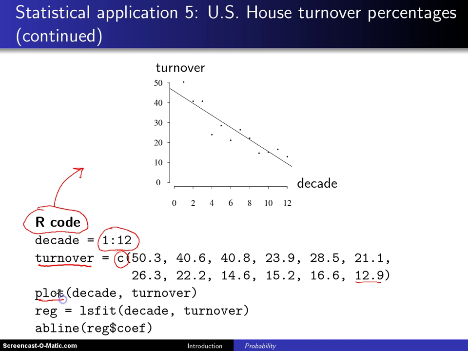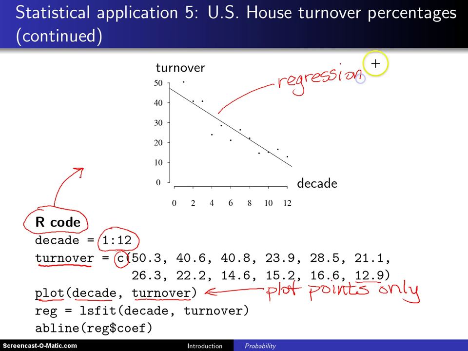Then when I call the R plot function, with decade along the x-axis and turnover along the y-axis, I get these dots. So what this produces here is this will plot the points only. I might be interested in not only the points, but what is known as a regression line. And that regression line can be calculated and plotted with the next 2 commands.